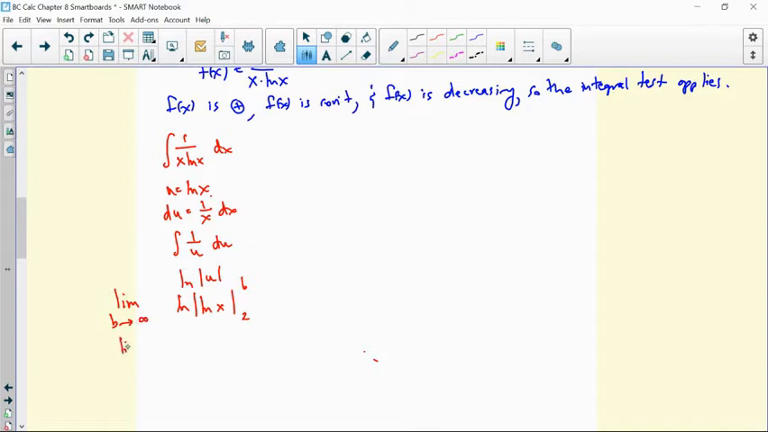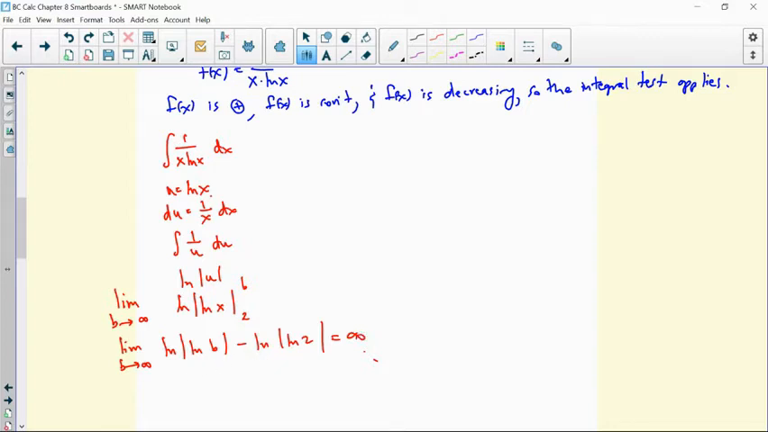So then that's the limit as b goes to infinity of the natural log of the natural log of b minus natural log of the natural log of 2. Now, the natural log of 2 is just some constant, but what concerns me is right here. As b goes to infinity, well, natural log of infinity gets slowed down, and natural log of that gets slowed down, but it's still infinity, right? This is infinity. The integral diverges.